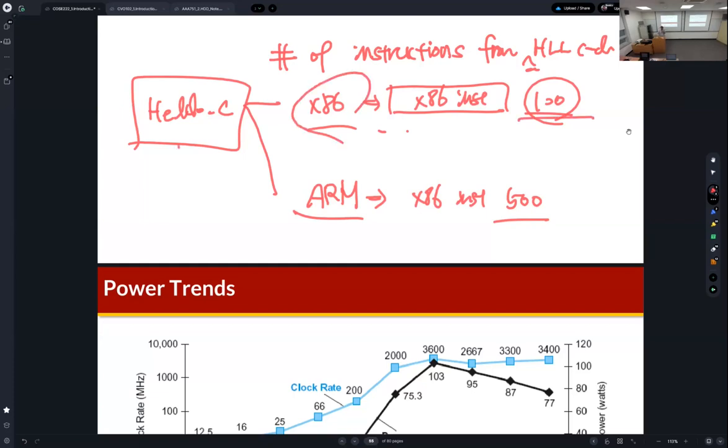Then x86 executes this hello.c, and the execution time can be 2 seconds. Right? And then the ARM CPU can also execute this compiled hello.c code. Then the execution time can be 3 seconds. So which CPU is a better CPU? Which CPU exhibits the higher performance? x86 takes 2 seconds, and ARM CPU takes 3 seconds. Which CPU is better? Right, x86 is better because the execution time is shorter.